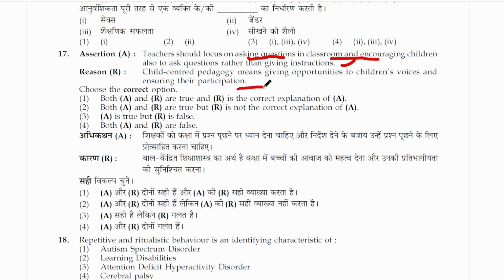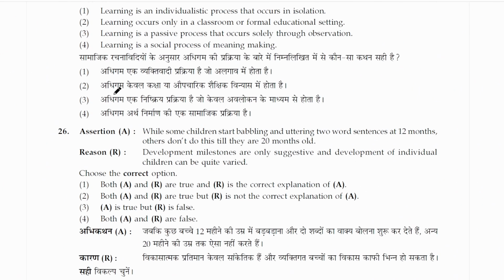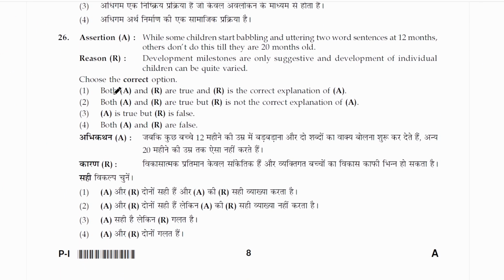The reason they've given is that child-centered pedagogy means giving opportunities to children's voices and ensuring their participation. So yes, not only is this true, this is correctly explaining A. So both A and R are true and R is the correct explanation of A. And there will be one more. Here it is, question 26.